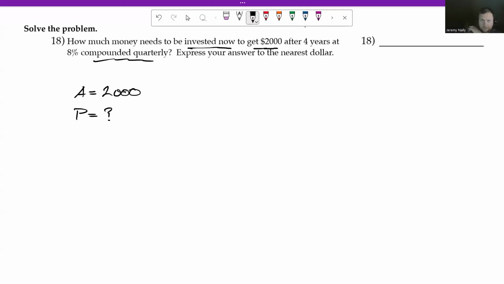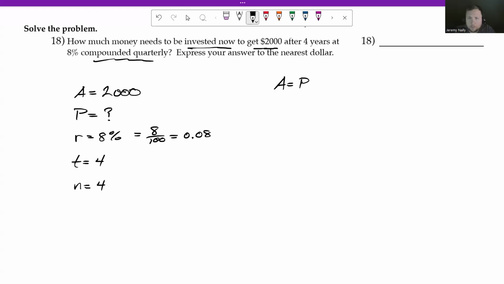And then they said my interest rate is 8%, so that is 0.08. My time, they gave it to me in years, which is good, so it's 4 years. And it says compounded quarterly, so the number of compoundings per year is 4. And you can use the compound interest formula. And then the textbook has an alternative version.